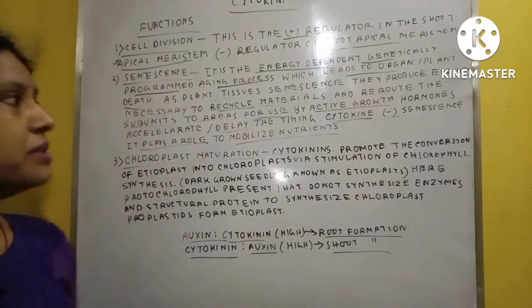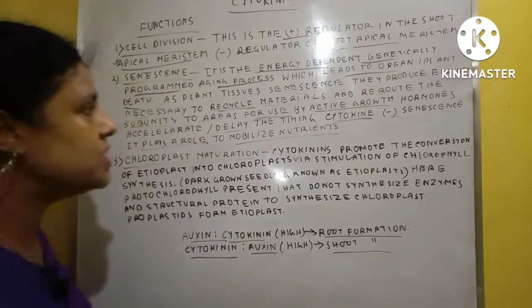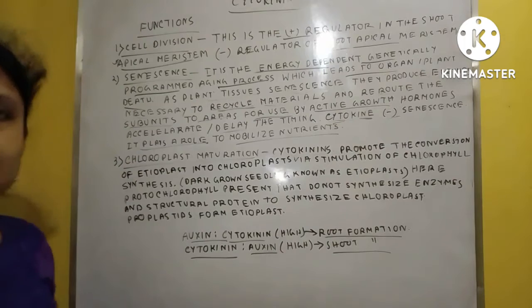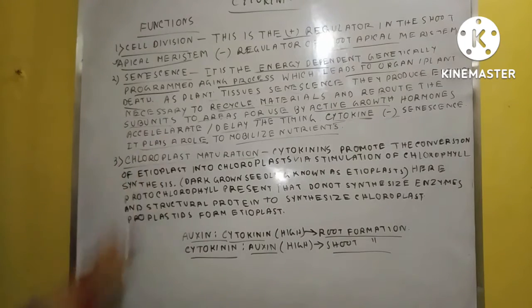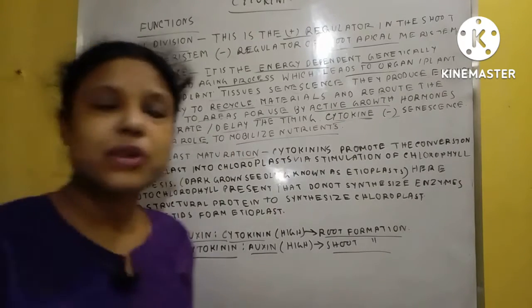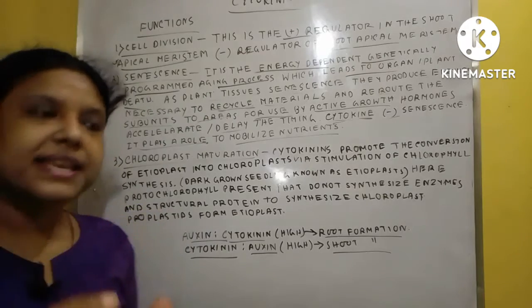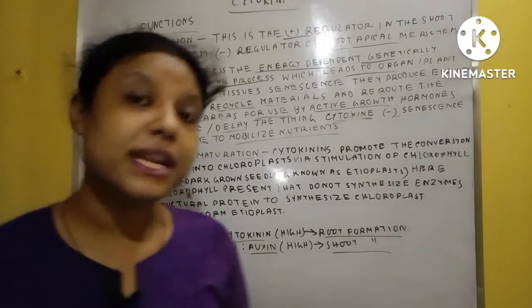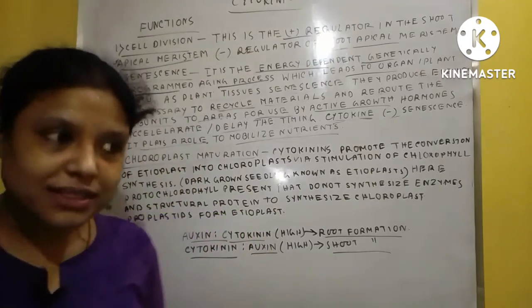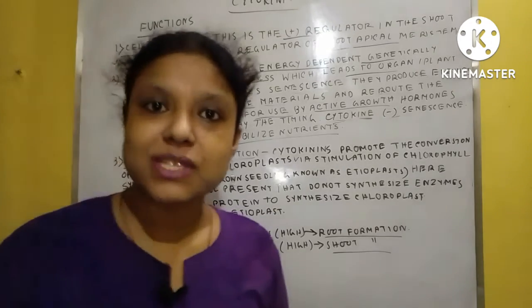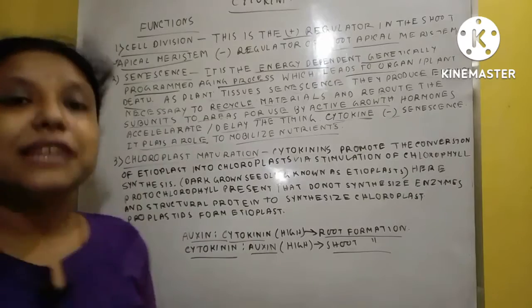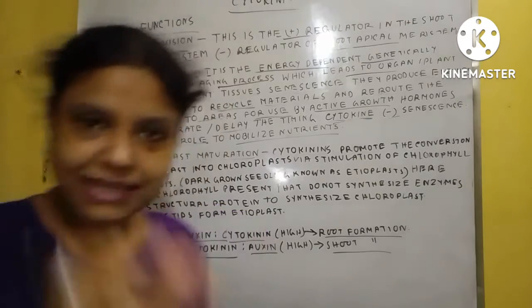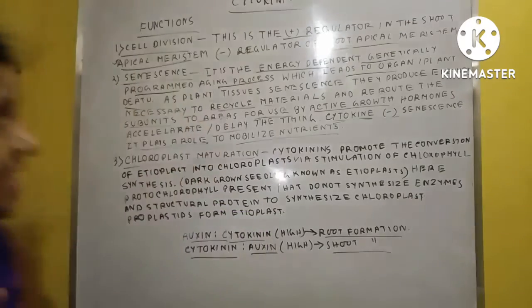So what is the actual role of this cytokinin? It tries to mobilize the nutrients in such a way that the particular area can get the nutrients for their growth and development. That's why the senescence process or programmed cell death may be delayed in that part of the plant body. This is actually the role of the cytokinin.